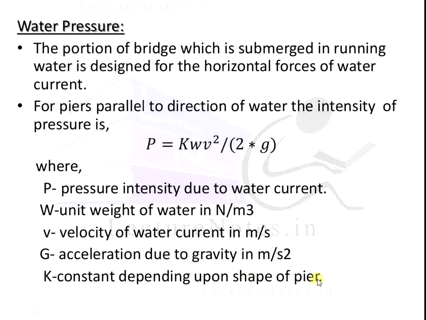and K is a constant depending upon the shape of the pier. For the calculation of the water pressure, we have to use this formula, that is P is equal to kWV square upon 2G.